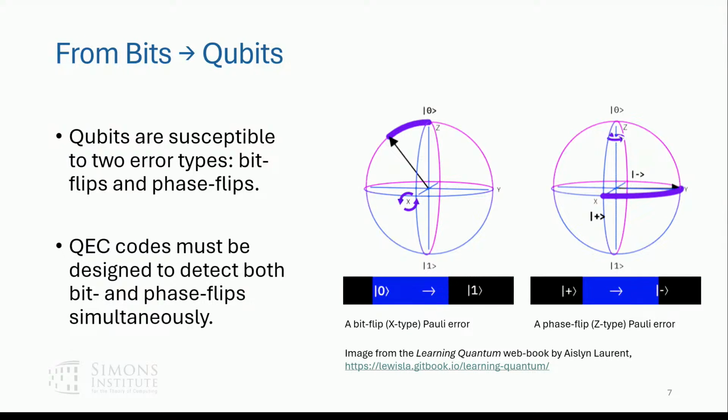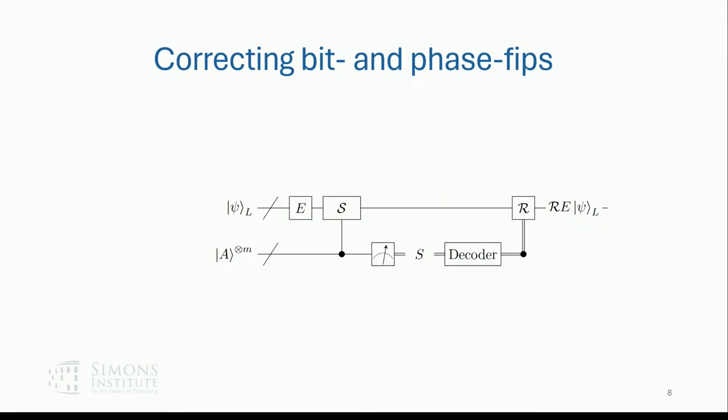We can think of this as a flip around the axis of the Bloch sphere that's perpendicular to the one that gives you bit flips. Okay, so any quantum error correction code has to have the ability to detect and correct both of these error types. And the way that we can do this is with a so-called stabilizer code.